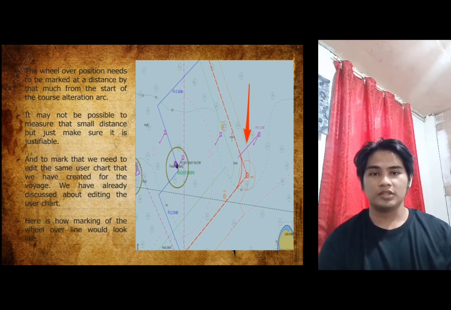We have already discussed editing the user chart. Here is how marking of the wheel over line would look like.